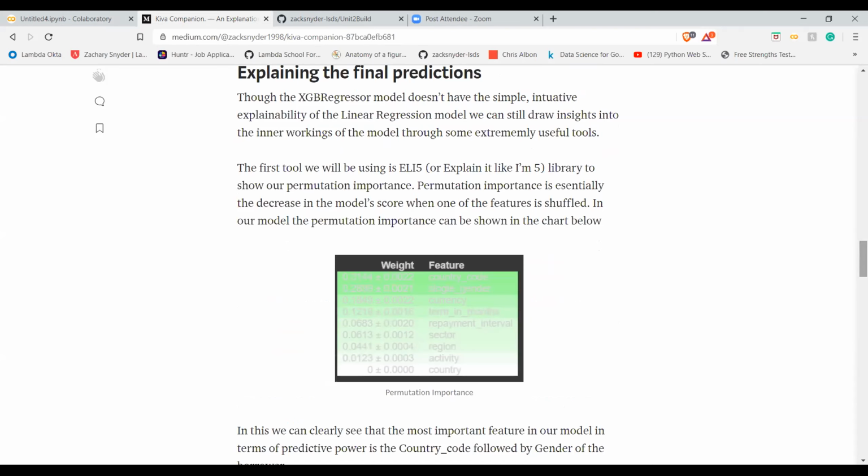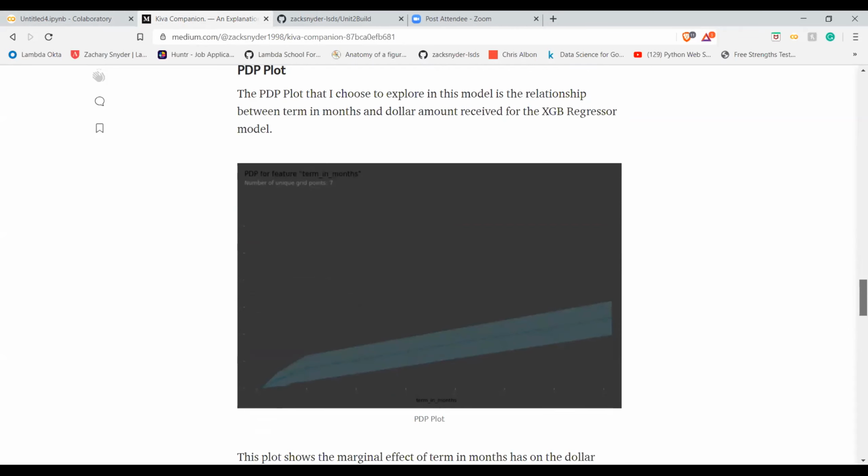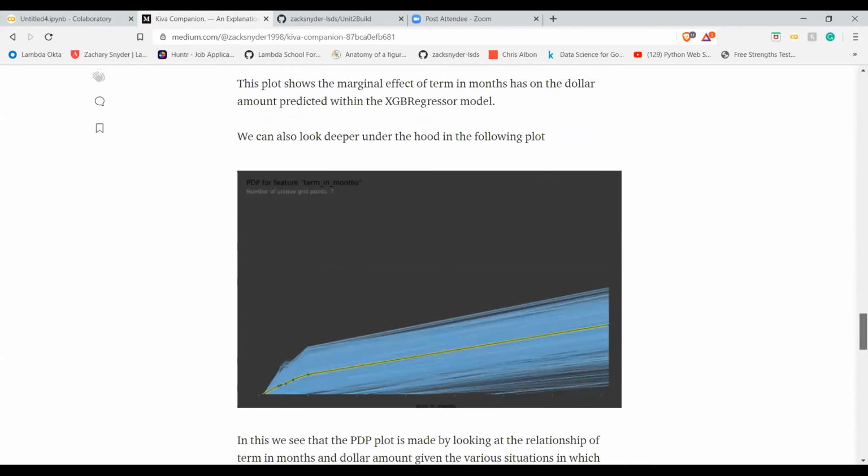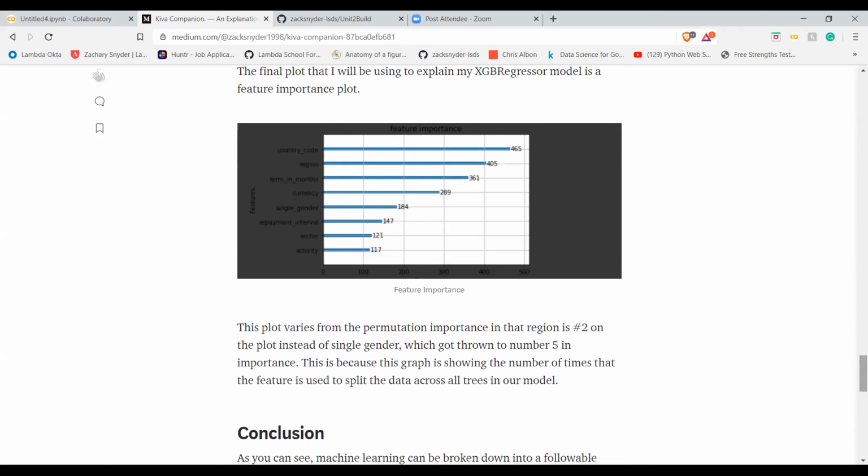I looked at the permutation importance and found that country was the biggest factor, followed by gender, which makes sense intuitively because if you're in a country where it takes less to buy things per dollar, then you would need less of a loan amount. Then I looked at a PDP plot for term in months, and then I looked at feature importance as well.